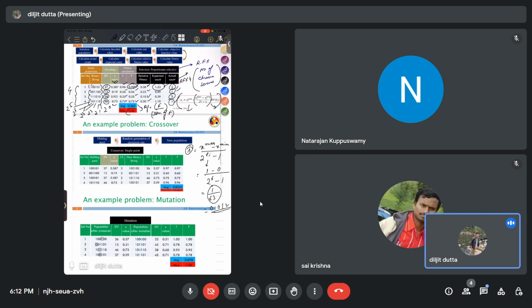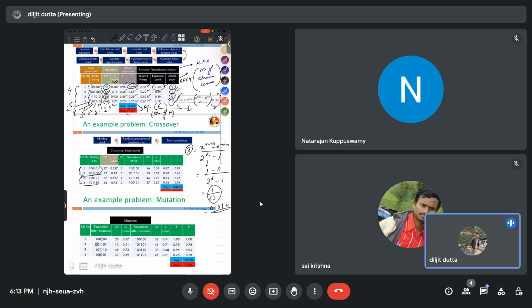So how do we do the crossover? We'll take 1 and 2, and then we are taking 1 and 4. We are pairing the first solution with the second solution here, and the first solution with the last solution, the fourth solution. So these two will be crossed over and these two will be crossed over. We already have the decoded values 37, 12, 37 and 46, and the corresponding x values.